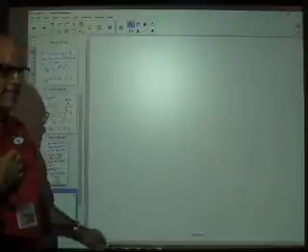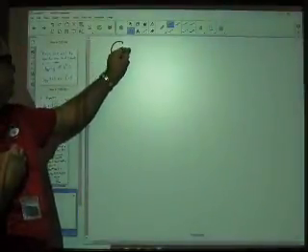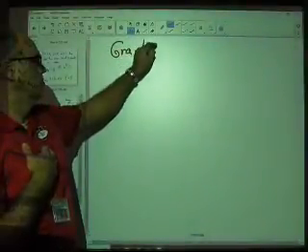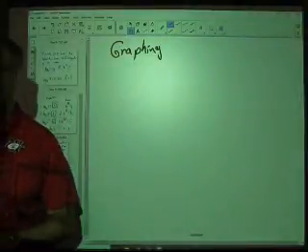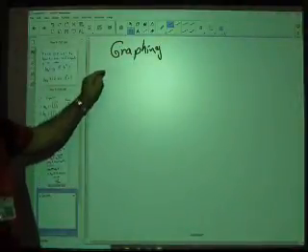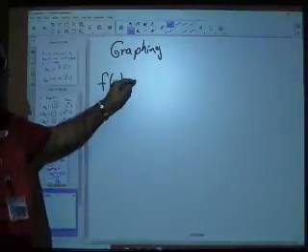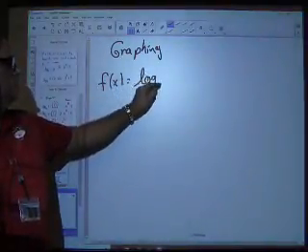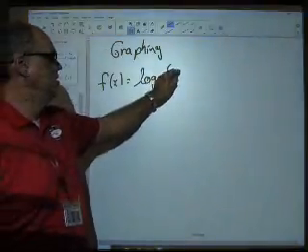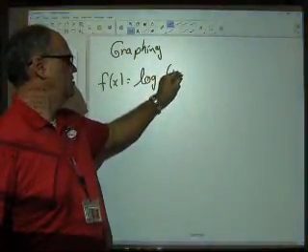Let's think about graphing. Oh, it's great. You get to see what's going on. So f of x is equal to log base 3 of x minus 1.